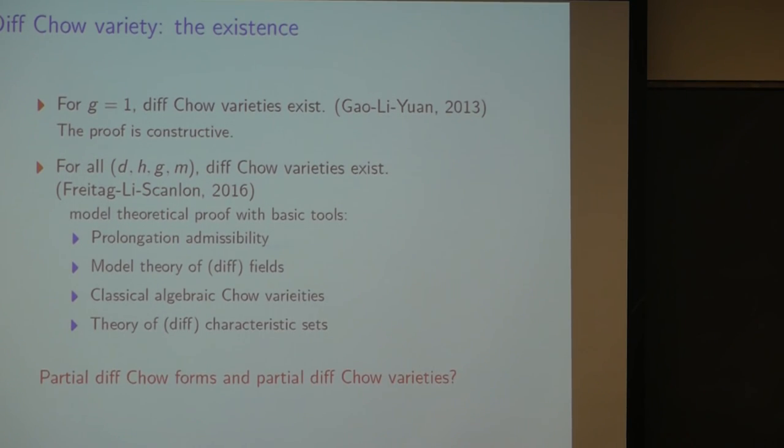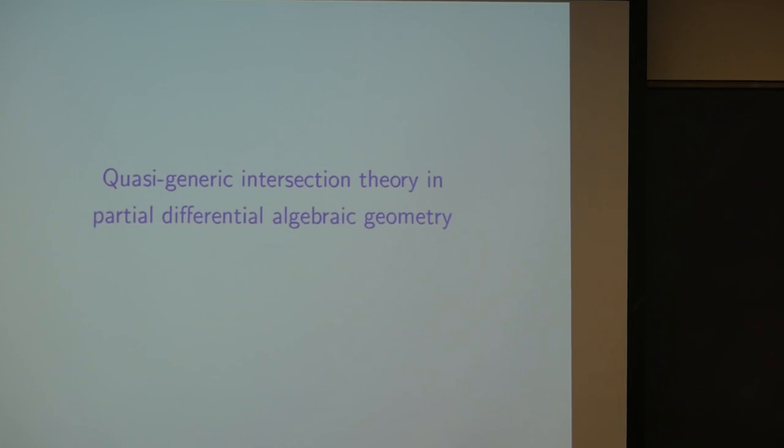So the next natural question is, how about partial differential Chow forms and partial differential Chow varieties? So now we move to the partial case. First is the quasi-generic intersection theory in partial differential algebraic geometry.